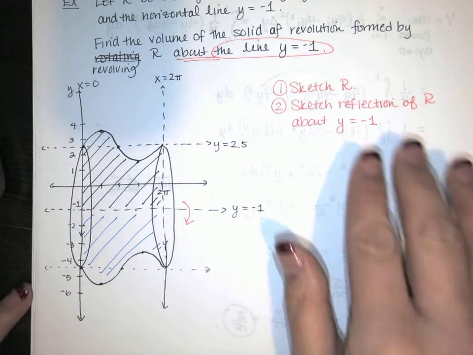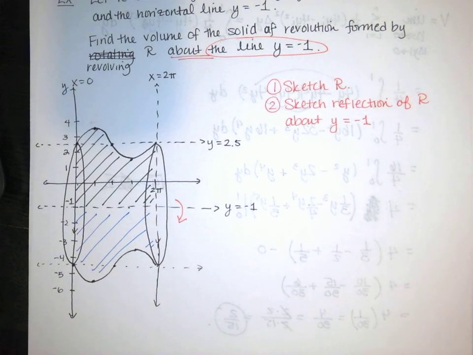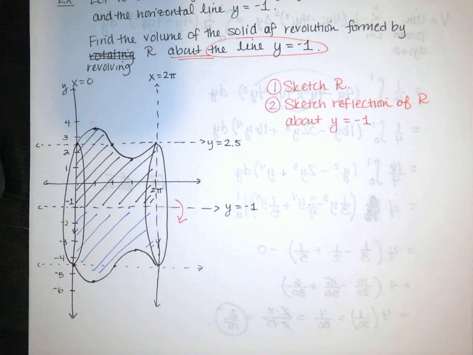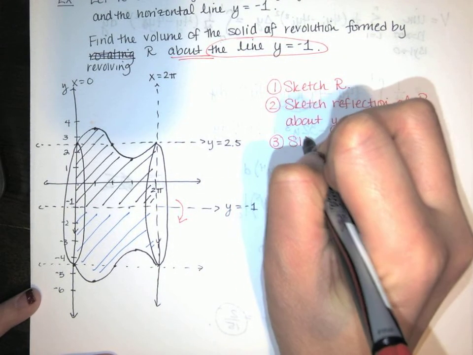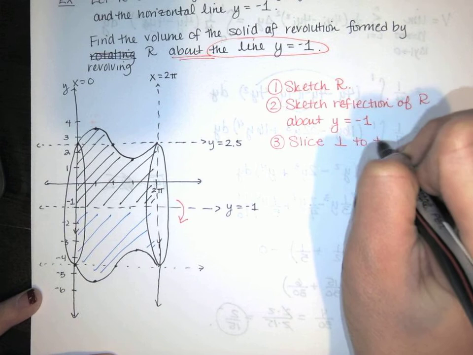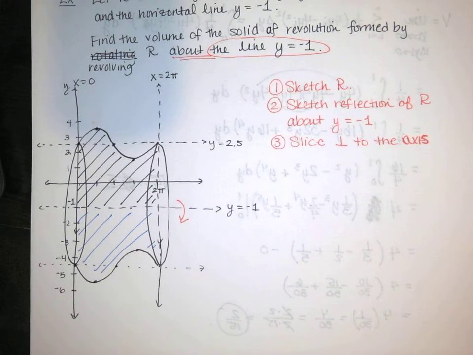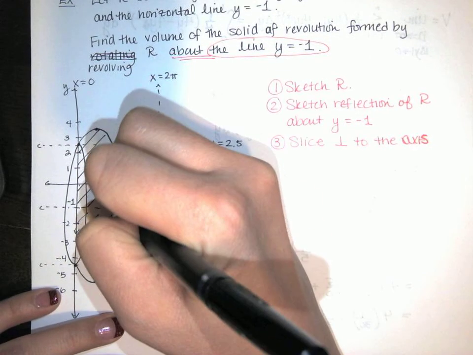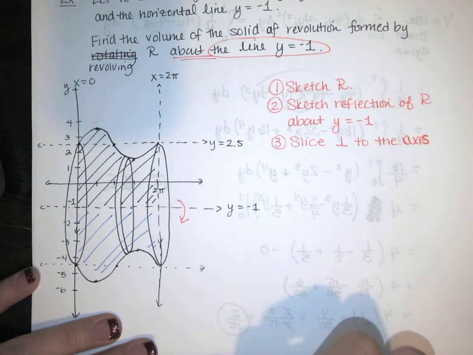So we've sketched a reflection of r about y equals -1, and then we want to slice perpendicular to the axis that we just revolved around. The reason we slice perpendicular to that axis is so that all of our slices look like either discs or washers. So if I'm slicing perpendicular to this axis, my slice looks something like that.